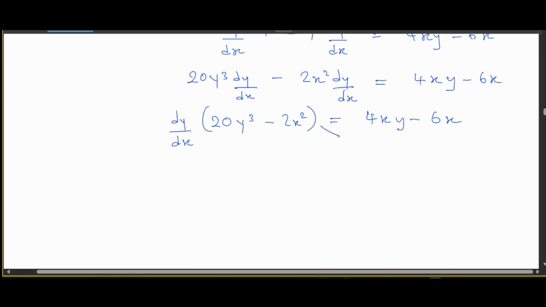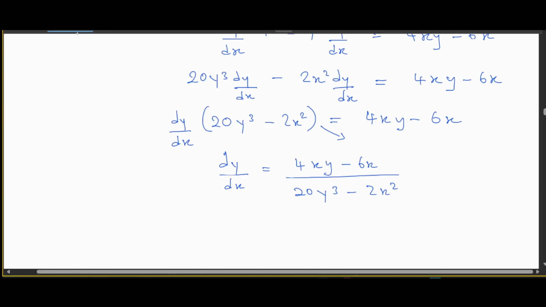Toshandisa cross multiplication kuendesa iyo kuside uku. Kuda kuti inge ichi dy dx iri equal to 4xy minus 6x over 20 y cubed minus 2x squared. Zvanzwisika here zvese zvaitika. Inomboda kutsanangurwa here kana kuti we are okay?